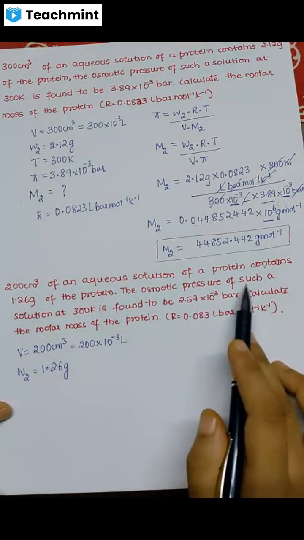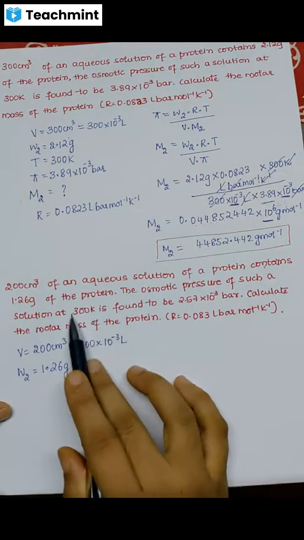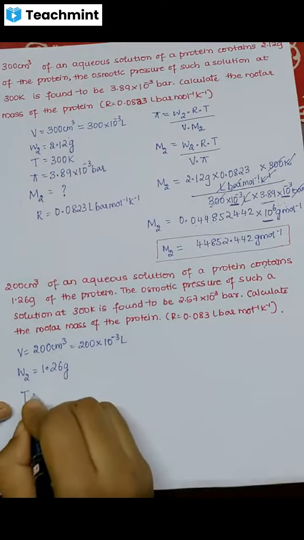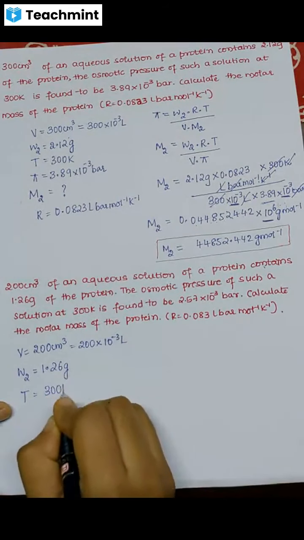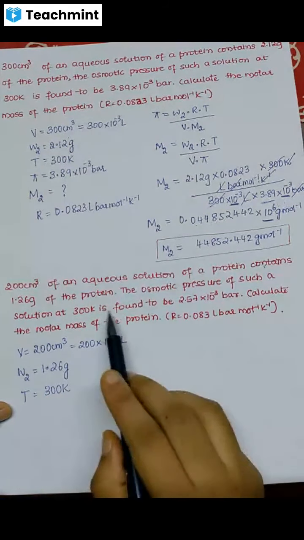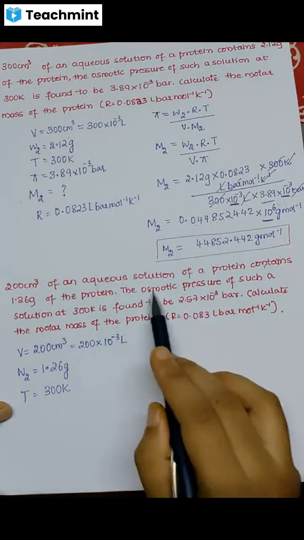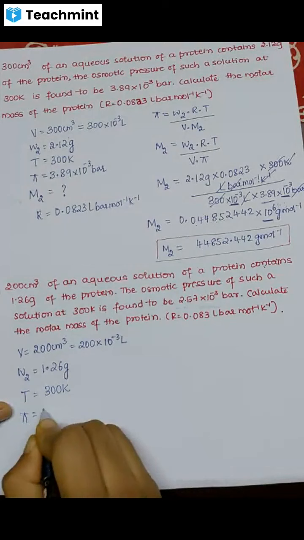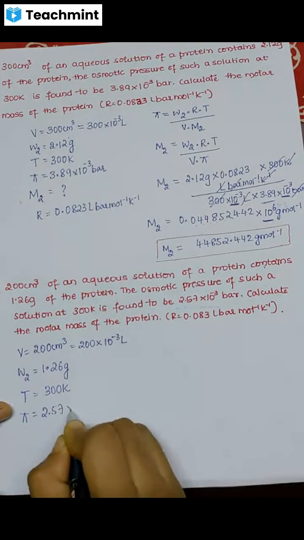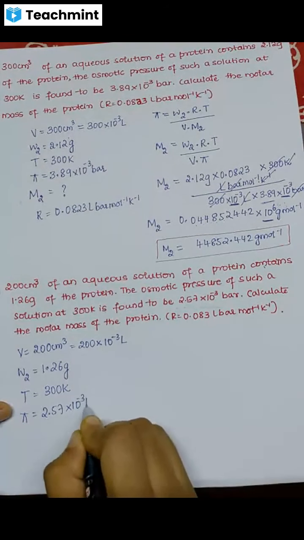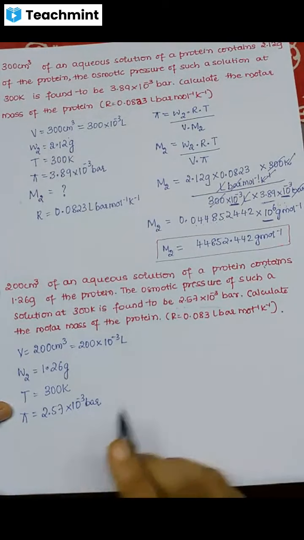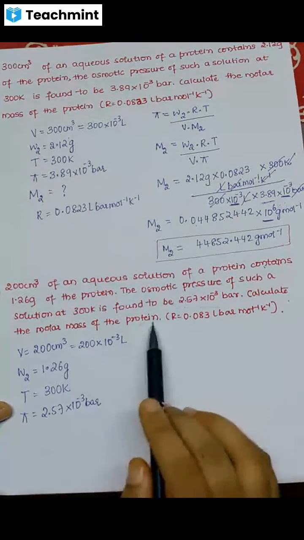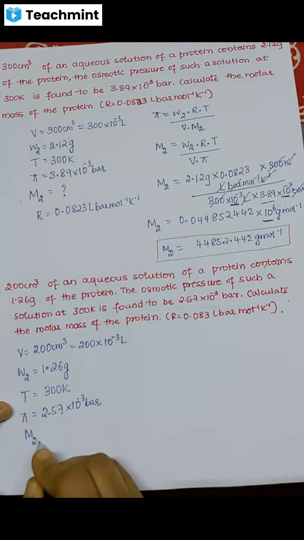The osmotic pressure of such a solution at 300 Kelvin. That means temperature is given, it is 300 Kelvin. It is found to be 2.57. Osmotic pressure is found to be 2.57, that is the pi value, which is equal to 2.57 into 10 to the power minus 3 bar. Calculate the molar mass of the protein. They have asked us to calculate the M2 value.